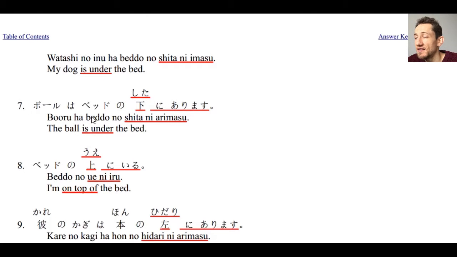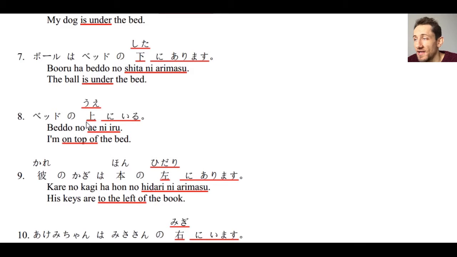Number 7. ボールはベッドの下にあります。So the ball is under the bed. So we have ボール. So we use あります。Number 8. ベッドの上にいる。So I am on top of the bed.